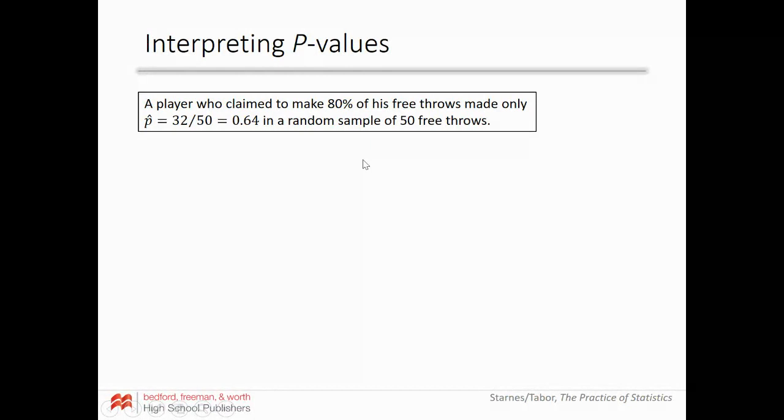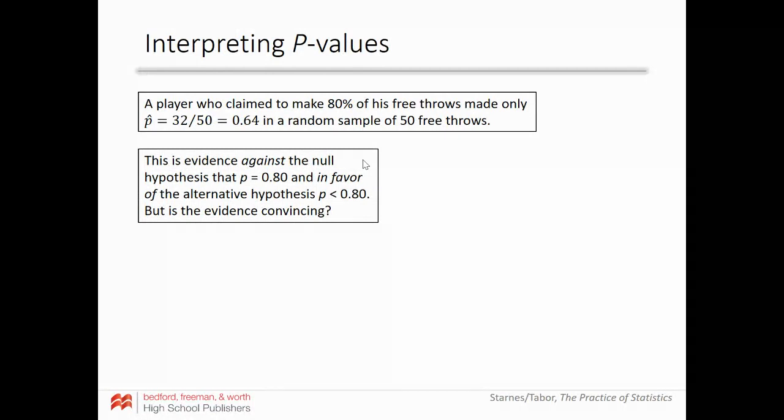So we're going to transition a little bit to what p-values are, and we're going to interpret them. A player who claimed to be an 80% free throw shooter made only 32 out of 50 shots in a random sample of 50 free throws, or a p-hat of 0.64. Right off the bat, this gives us a little bit of evidence against the null hypothesis that p really is equal to 0.8 and in favor of the alternate hypothesis, which is p is less than 0.8.